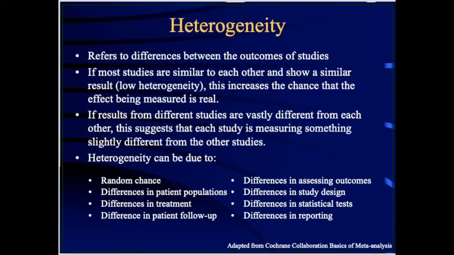So again, heterogeneity refers to differences between the outcomes of the studies. If most studies are similar to each other and show a similar result, you have low heterogeneity, and this increases the chance that the effect being measured is real. If results are from different studies that are vastly different, this suggests that each study is measuring something slightly different from the other studies. Heterogeneity can be due to a variety of things, including random chance, differences in patient population, differences in treatment, differences in patient follow-up, differences in assessing outcomes, differences in study design, differences in statistical tests, and differences in reporting results.